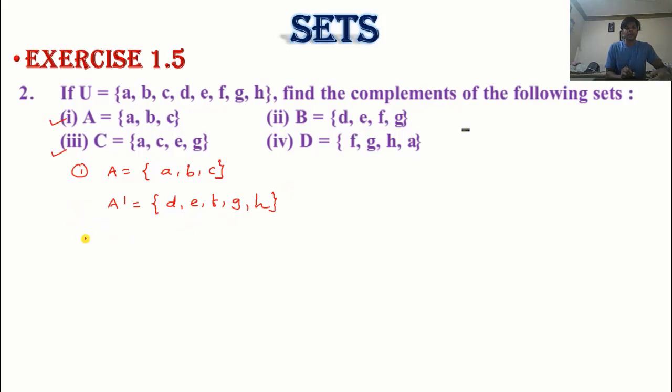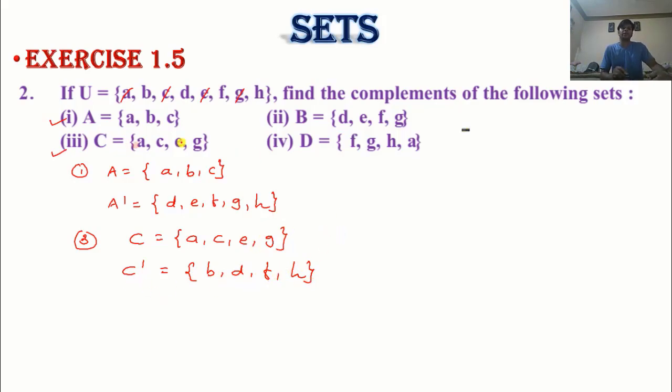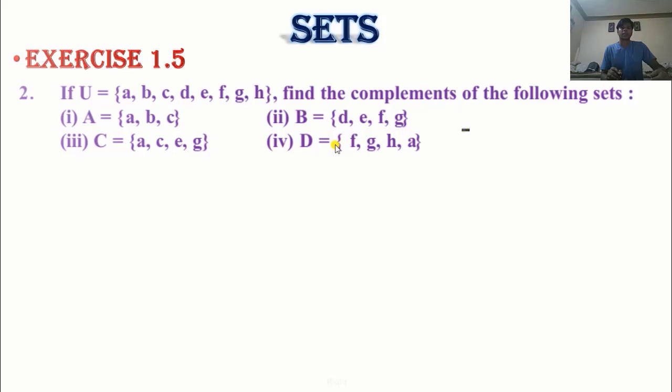In the same way, suppose you calculate the third one. The third one, C, is given as A, C, E, G. Now we have to write the complement C dash. So except the elements of C, whatever is left in U, that you have to write. So A, C, E, G, we can remove these. So you got B, D, F and H. That will be your complement. Similarly you can calculate the remaining two.